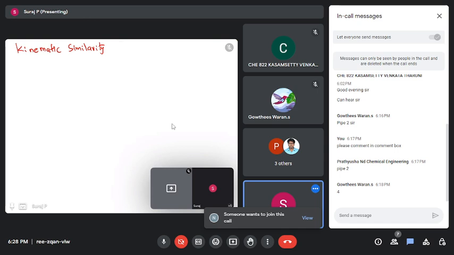Here what they have given is the diameter of the prototype. It is given as 15 meter. Then the velocity of the prototype is also given, that is the RPM of the prototype. Then we are asked to find the RPM of the lab scale model.